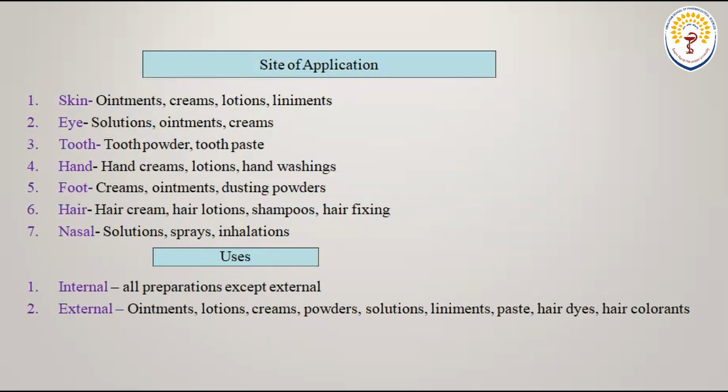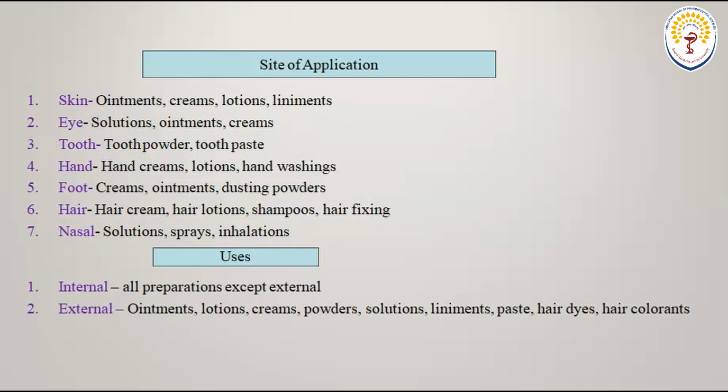Now, according to the site of application, where we are applying the dosage form. First is skin. When we apply dosage form on the skin, these are ointment, creams, lotion and liniments. Eye: solution, ointment and creams. Tooth: powder, toothpaste. Hands: cream, lotion and hand washing liquid. Foot: cream, ointment and dusting powder. Hair: cream, hair lotion, shampoo and hair fixing. Nasal: solutions, spray and inhalation.